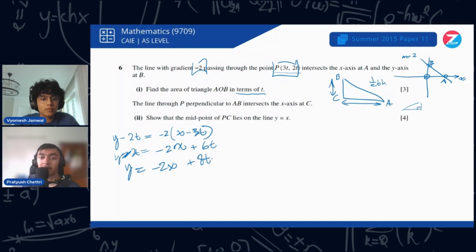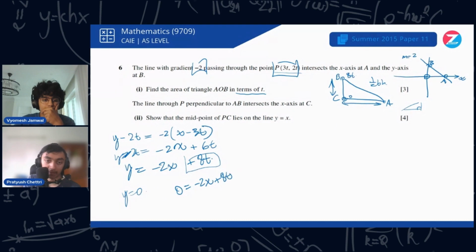So our y-intercept is plus c here, which is 8t. This is 0, 0 by the way, the origin. And what's the A intercept? That's where y equals 0. If y equals 0, then 0 equals minus 2x plus 8t, and minus 8t equals minus 2x. X equals 8 over 2, times t, which is 4t. So here it's 4t, 0.